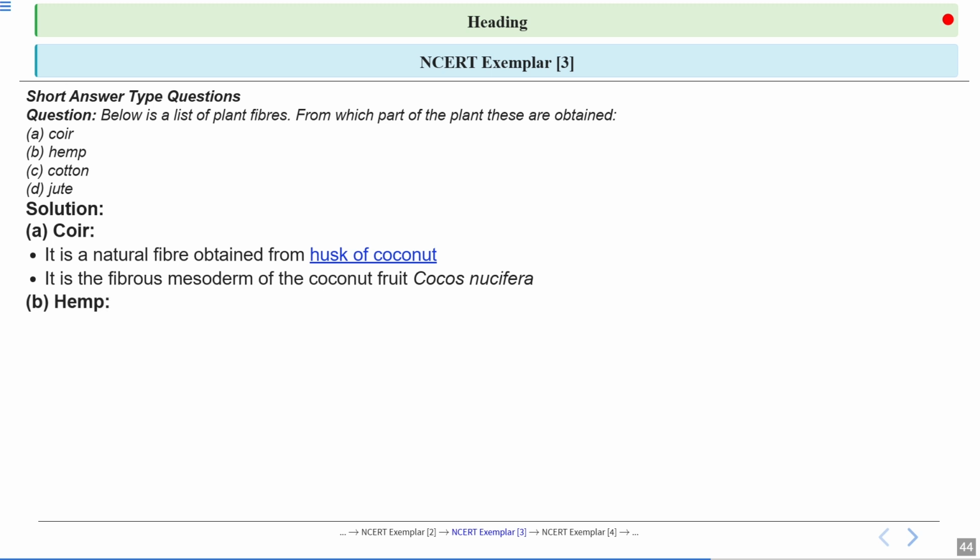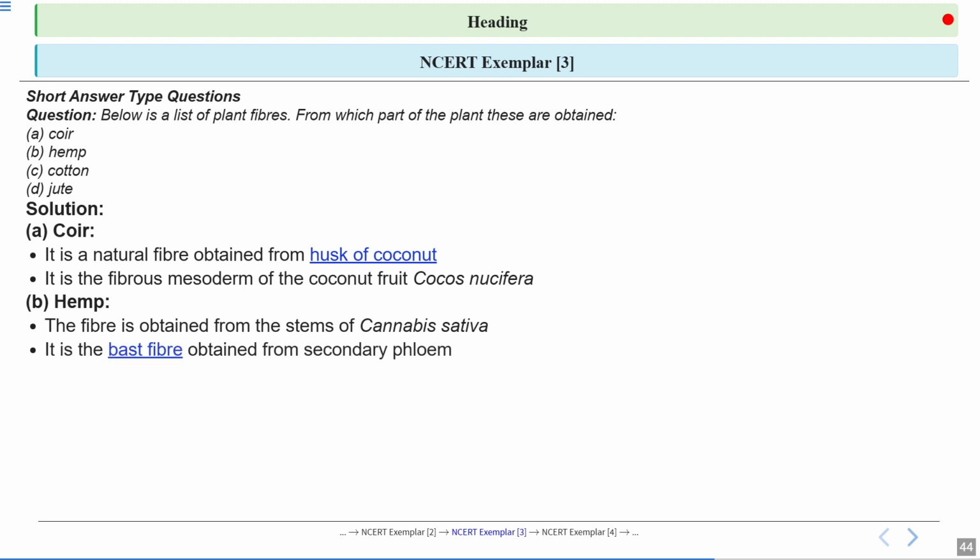Next, hemp. The fiber is obtained from the stems of Cannabis sativa. Cannabis sativa. And it is the bast fiber. Bast means phloem. Okay. The fiber that we obtain from the phloem part. So it is a bast fiber obtained from the secondary phloem. Yes. So you must remember secondary phloem or bast fiber, hemp.